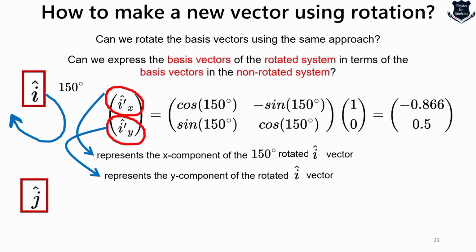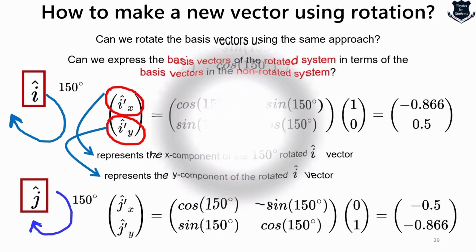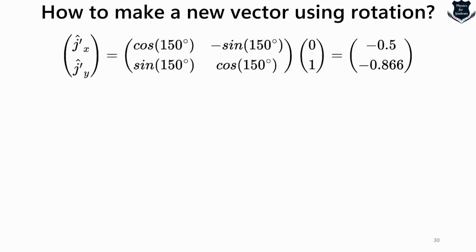And now also we can rotate j again in the same way, in the same counterclockwise 150 degrees, and what we will get is this, right? Now I would like to explain this on the next page. So you see j prime x and j prime y, again the values have swapped. 1 0 has become 0 1, so this has become minus 0.5 and minus 0.866.